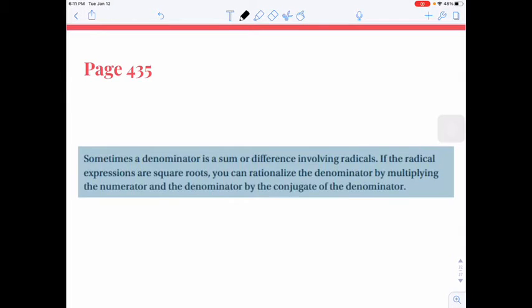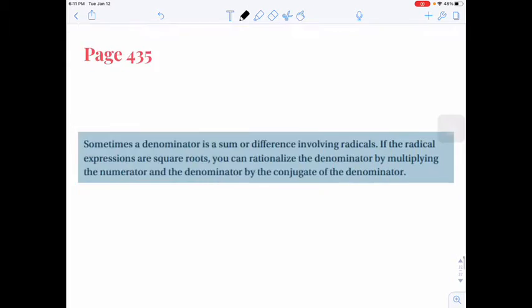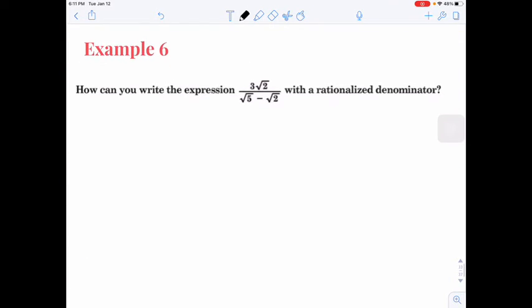Section 6.3 example 6 on page 435 says sometimes a denominator is a sum or difference involving radicals. If the radical expressions are square roots, you can rationalize the denominator by multiplying the numerator and the denominator by the conjugate of the denominator. So example 6 says, how can you write the expression 3 radical 2 divided by the square root of 5 minus the square root of 2 with a rationalized denominator?